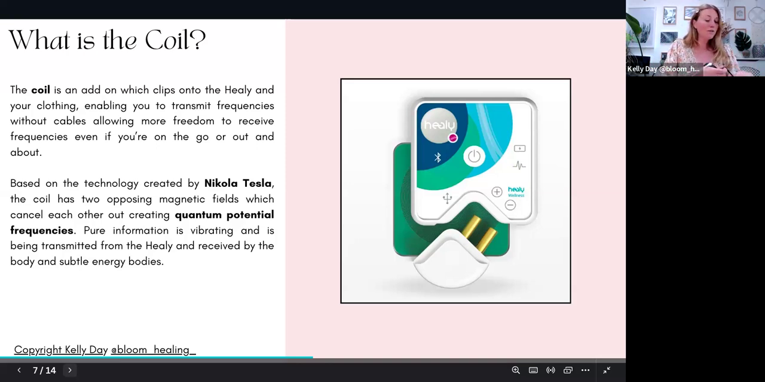You receive the frequencies this way by a technology that was created by Nikola Tesla. The coil has two opposing magnetic fields, and they cancel each other out, creating quantum potential frequencies. So the frequencies are delivered into your energy field and your subtle bodies, by the information just coming into your subtle energy bodies. So that's how that works.